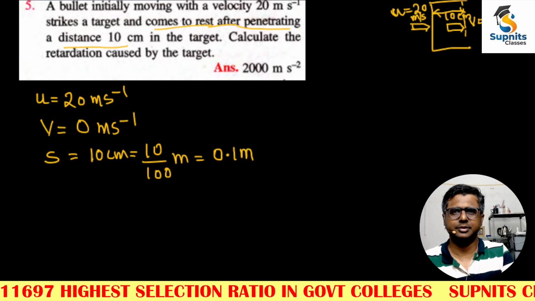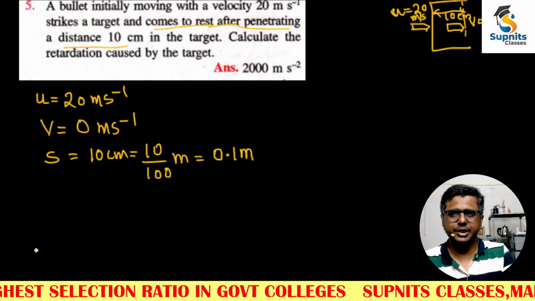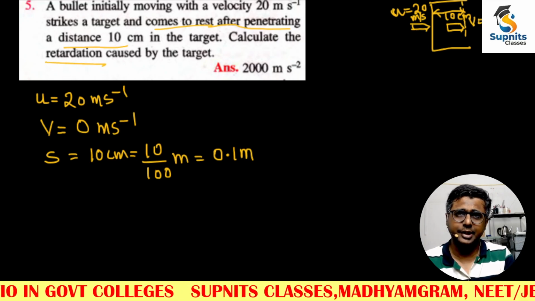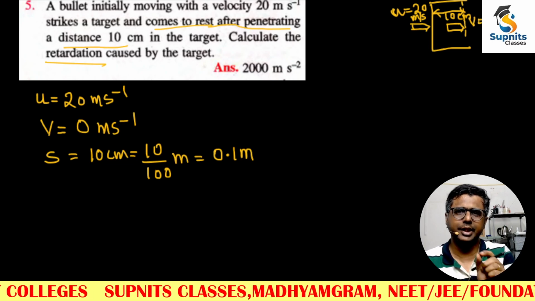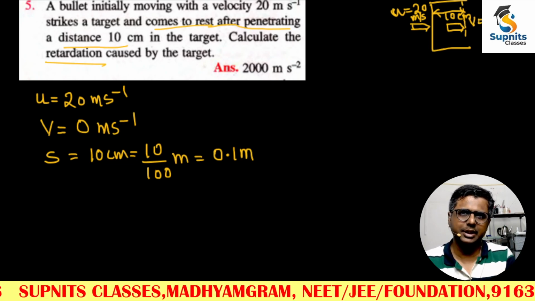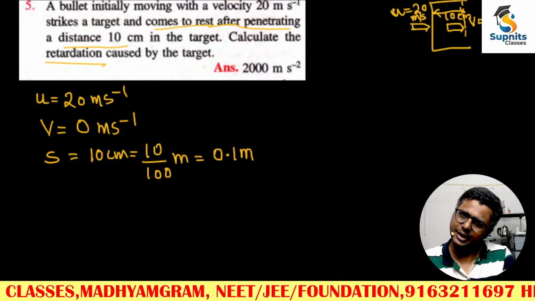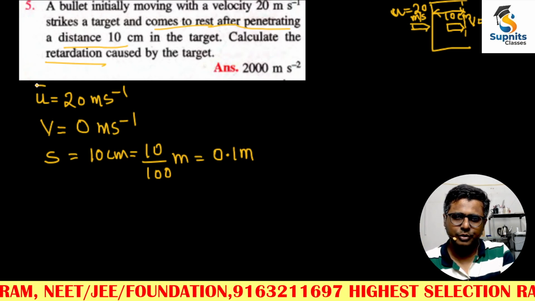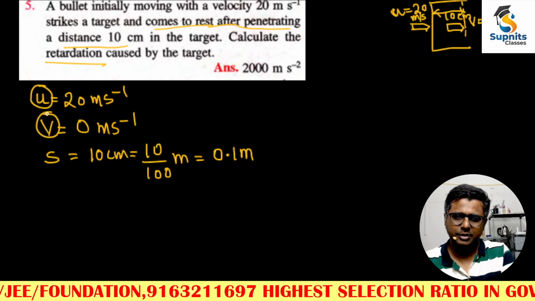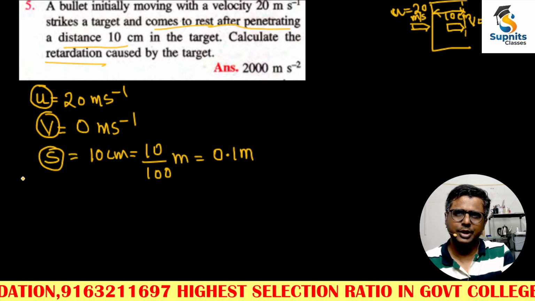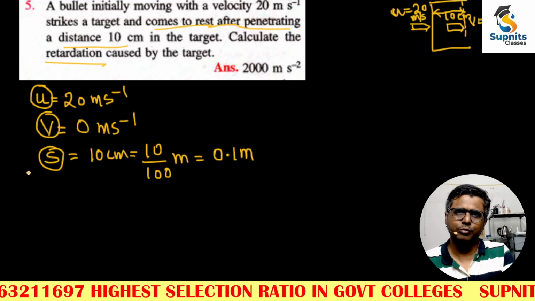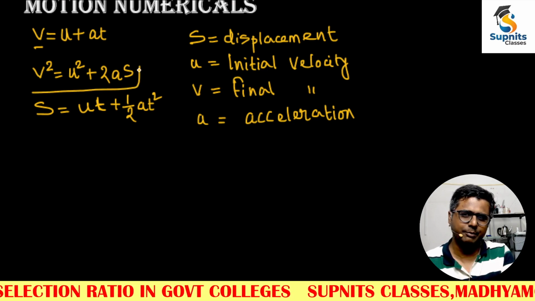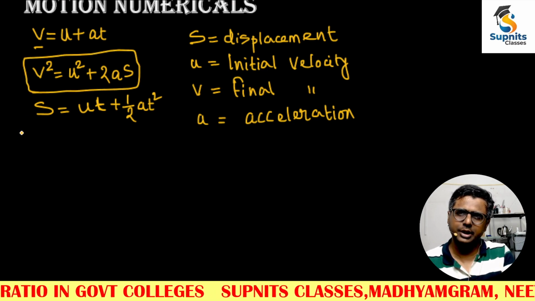So this will be 0.1 meter. Now if you see what has been asked, it has been asked to find out retardation. But we have already studied that retardation is nothing but negative of acceleration. So basically we have to find out acceleration. If we have to find out acceleration, then what do we know? We know U, we know V, we know S, and we need A. Which equation has all these things? You will say, sir, equation number 2. So let us use equation number 2.